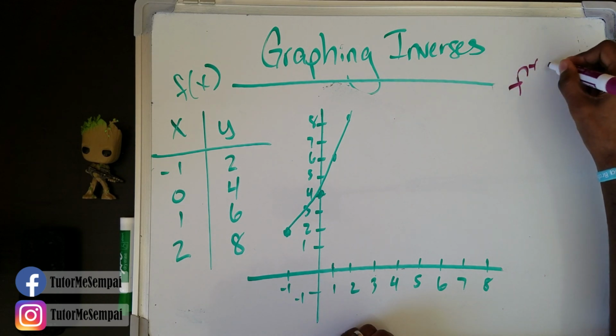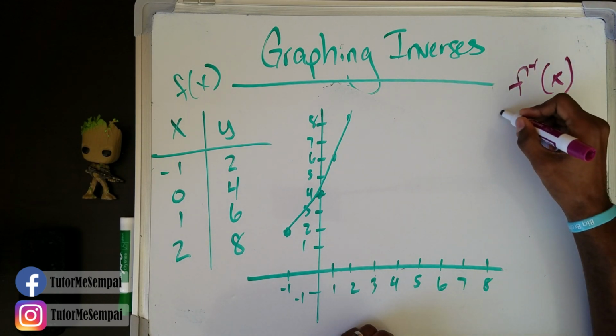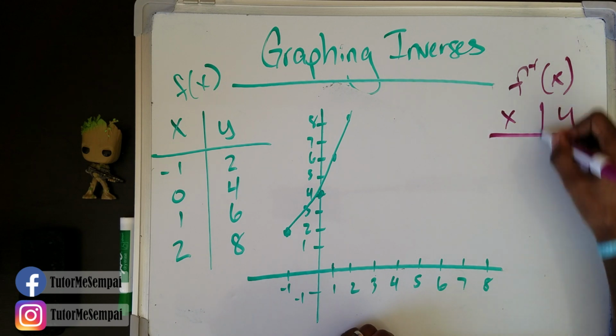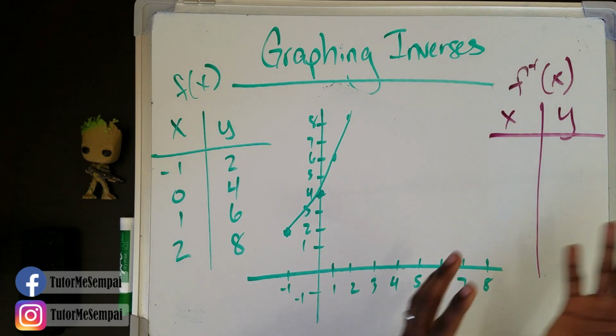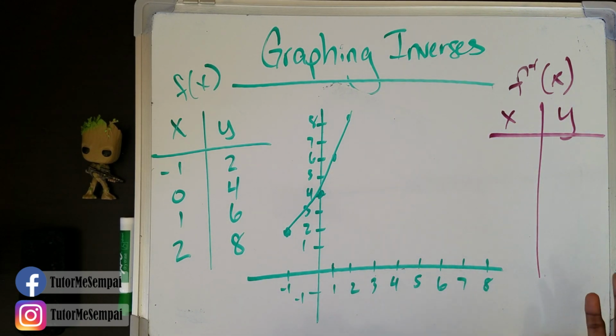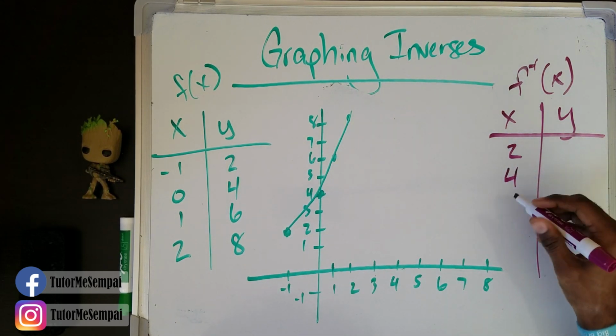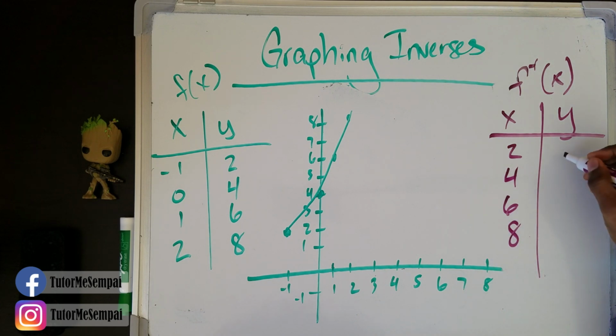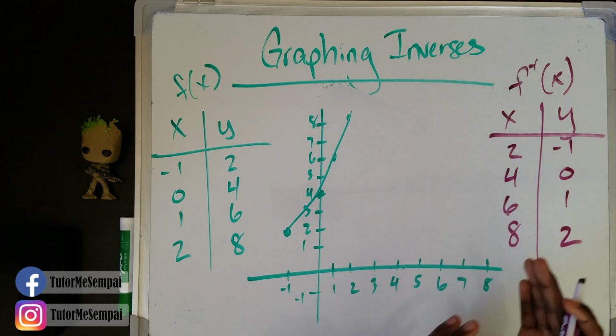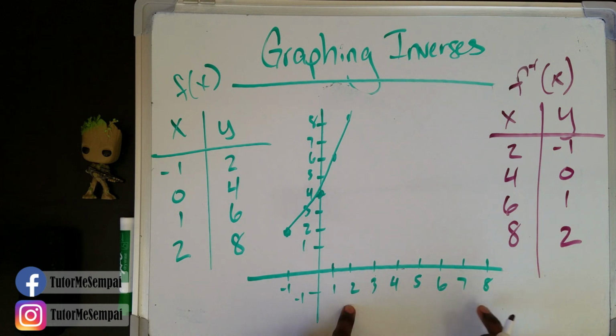So this is f inverse, and we're going to have our x and y coordinates again. This time, let's put them in order so we can see what they're talking about. It's going to be easy this time because our y's are already in order. So we just swap these, and we're going to swap these. Our x's are now 2, 4, 6, and 8, and our y's are -1, 0, 1, and 2.